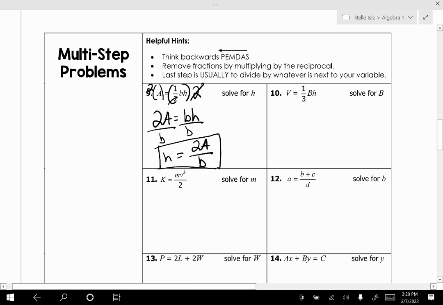I'd like for you to try number 10 on your own real quick. You're working it the same way. Follow the steps. Do number 10.